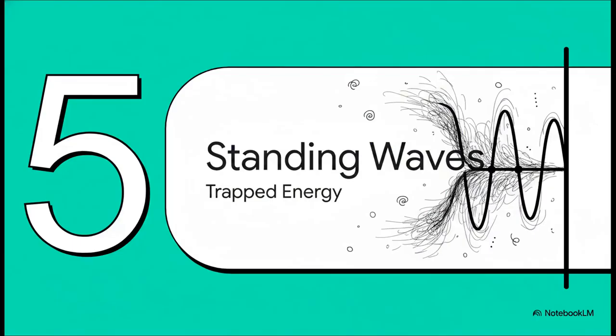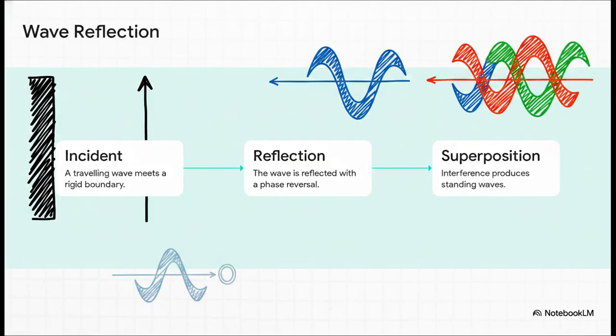Which leads us nicely to Section 5: Boundaries and Standing Waves, Trapped Energy. This brings up a totally logical question: what happens to a wave when it completely runs out of space? Let's walk clearly through the mechanics of wave reflection. When an incident wave hits a rigid, unmoving boundary, like a solid wall, it reflects back, but with a phase reversal, so a crest bounces back as a trough. Interestingly, if the boundary is open and free to move, it reflects without a phase change.